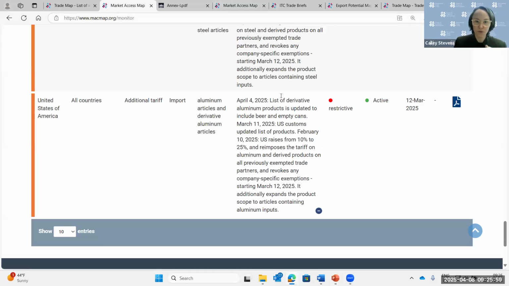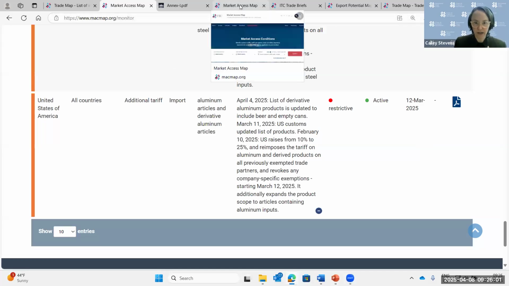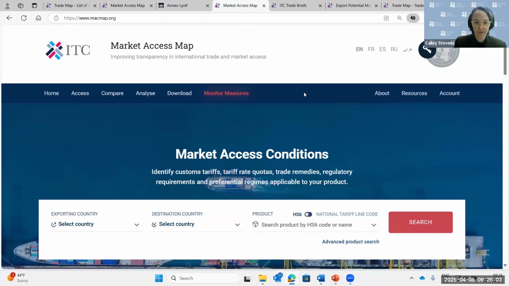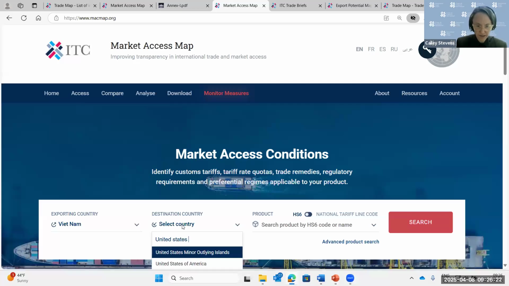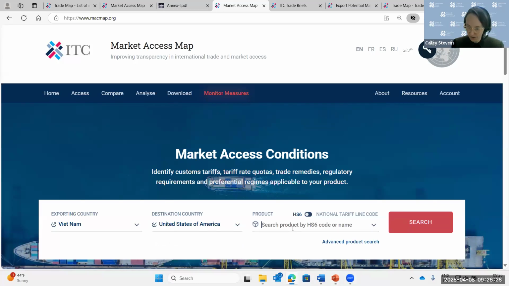Now we're going to look specifically at fans from Vietnam. I have another window here of market access map. We were just in the monitor measures page, and we are now on the home page. So we are going to look at Vietnam as the exporting country. We're going to look at the United States of America as the destination country, and we are going to look at our particular product.